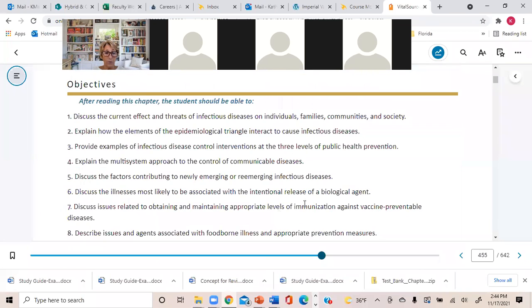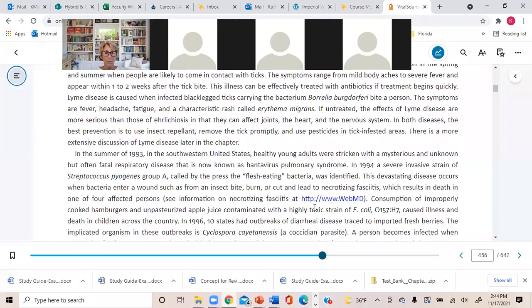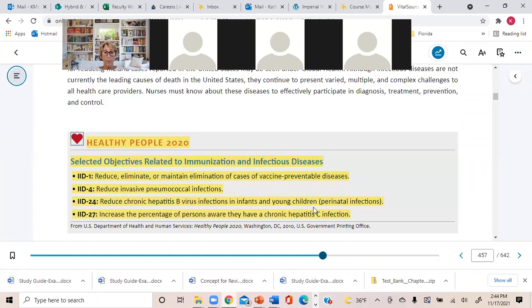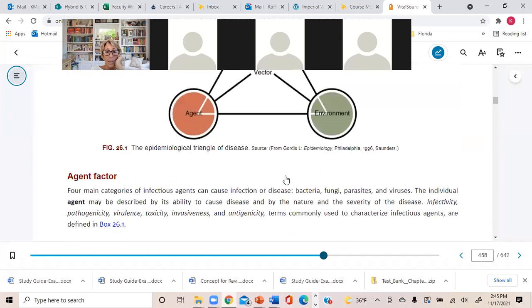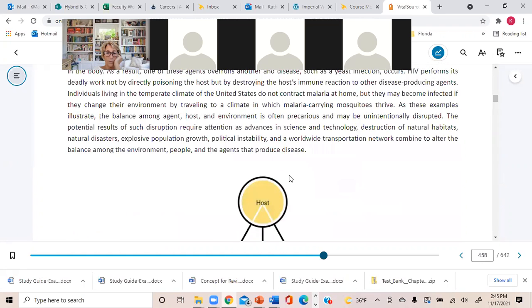Okay, we have 8 objectives from this chapter. So let's hit it and see what we need to cover to be able to successfully meet our objectives. So Healthy People 2020, right off the bat. Selected objectives related to immunization and infectious diseases. Okay, this would be a good little index card with the 4 objectives. So for example, reduce, eliminate, or maintain elimination of cases of vaccine preventable diseases. Right, reduce chronic hepatitis B infections in infants and young children. All right, and then we have our epidemiological triangle.